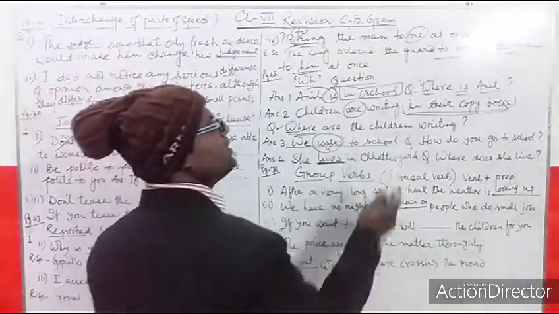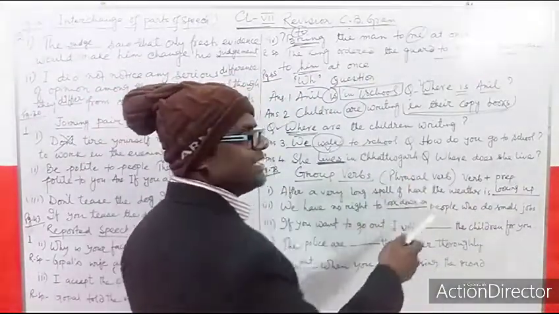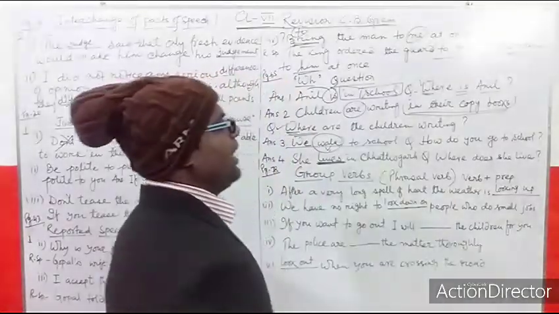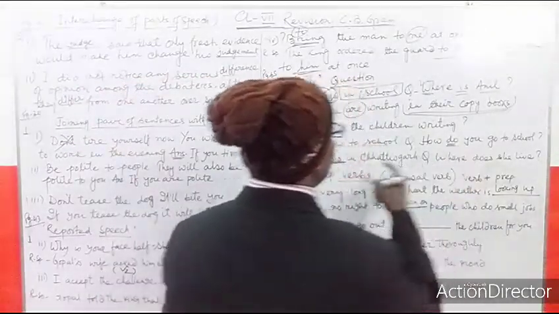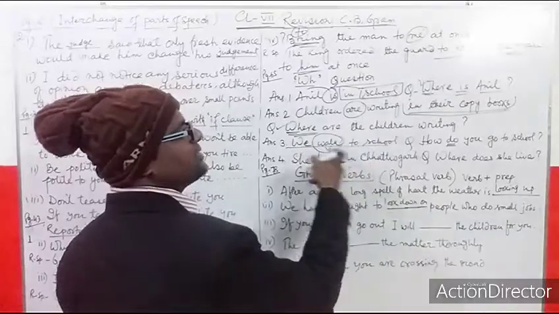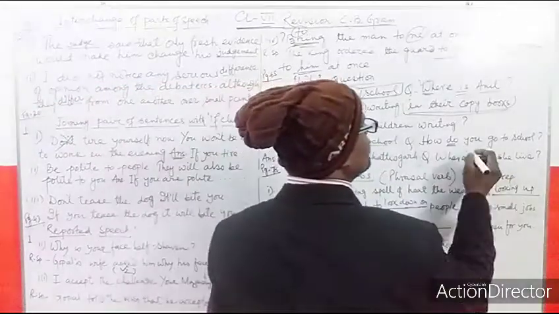How is the WH word? Now, do is an auxiliary or helping verb. Why does do come? Because there are no be verbs in the sentence. So, how do you go to school?